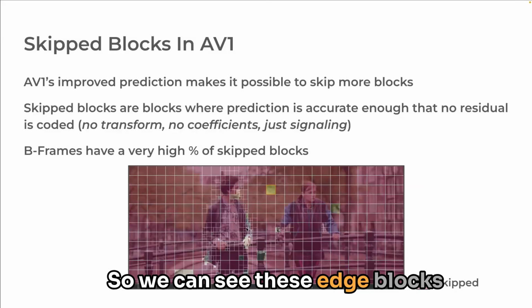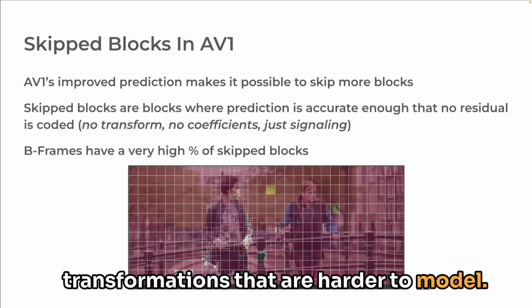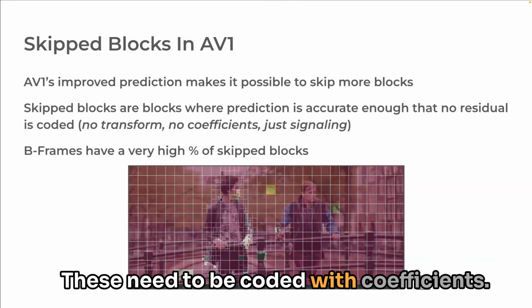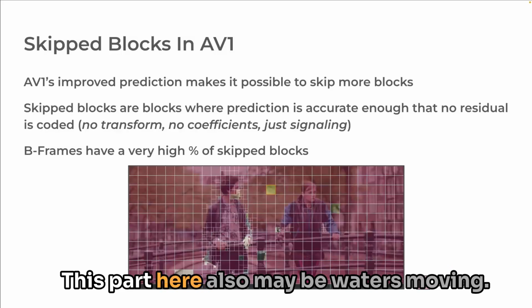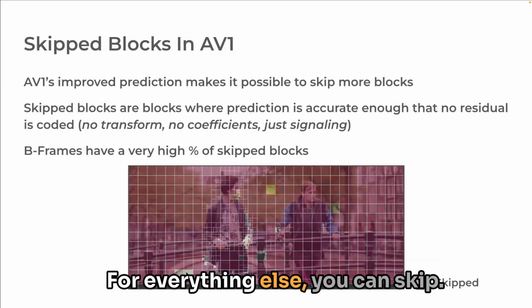So we can see these edge blocks where maybe there's rotation or these transformations that are harder to model. These need to be coded with coefficients. This part here also, maybe water's moving, not sure, but we're coding that. For everything else, you can skip.